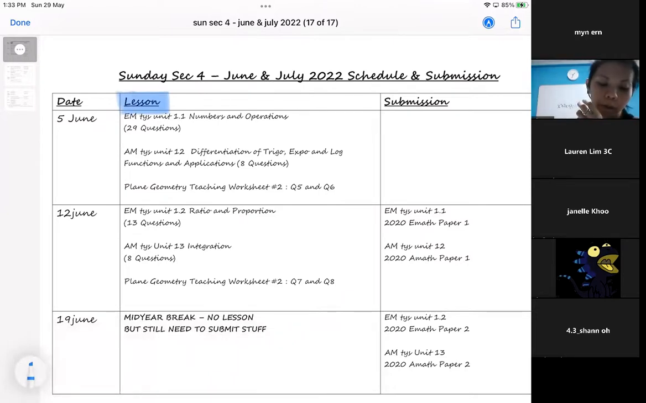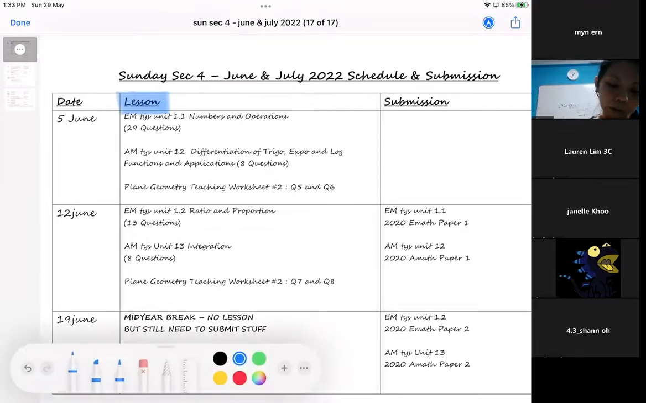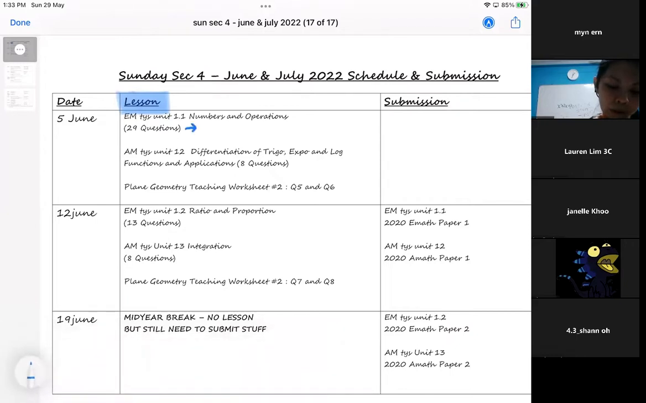Okay, so if you look at unit 1.1, most people won't do the 10-year series because it's a lot of questions. So for me, if I'm going to get you to do it in class, I will be choosing selected ones to go through. Then for you, make sure you have your topical TYS.